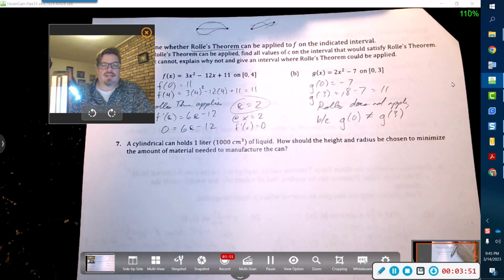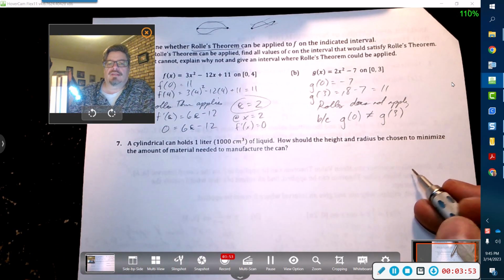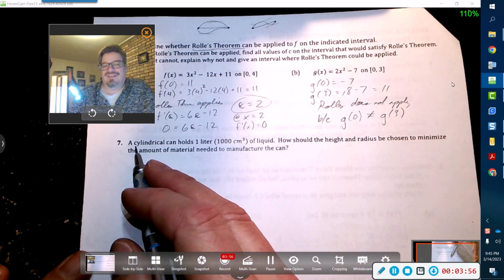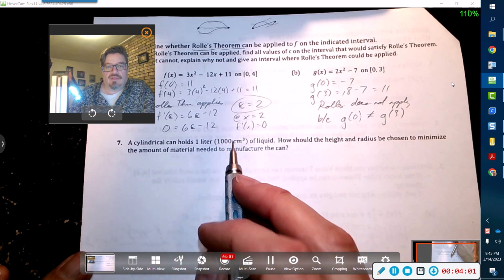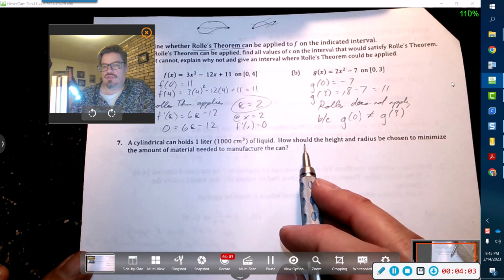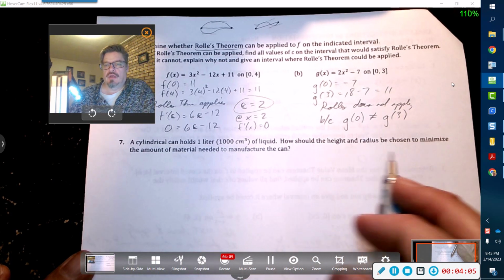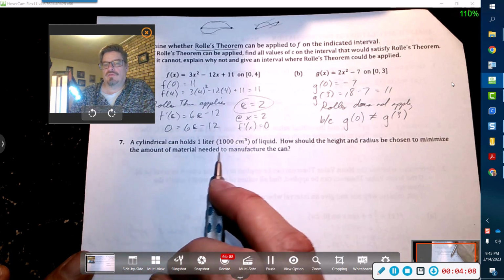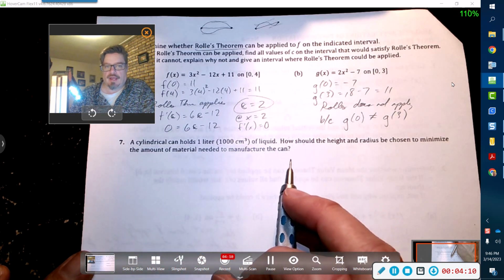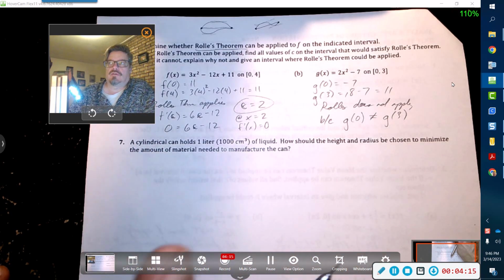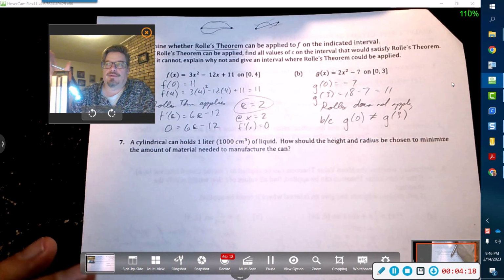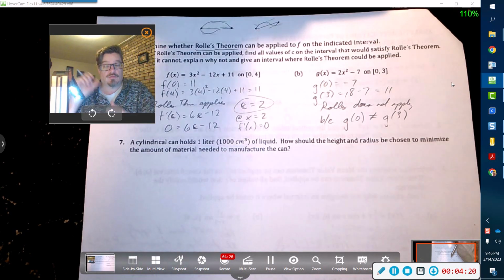All right, the next problem looks like we're minimizing. So this is our optimization problem. We're dealing with a cylindrical can. It holds a liter, which is 1,000 cubic centimeters of liquid. How should the height and radius be chosen to minimize the amount of material needed to manufacture the can? So we are minimizing the amount of material. So the amount of material is actually the surface area, like you were just cutting the sheet of aluminum or tin, whatever it is.